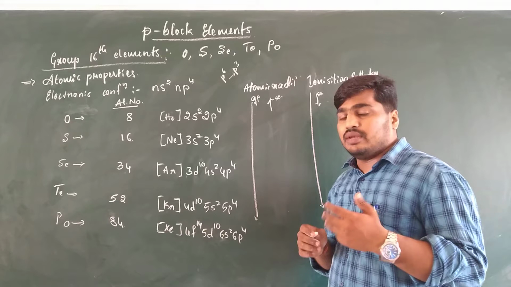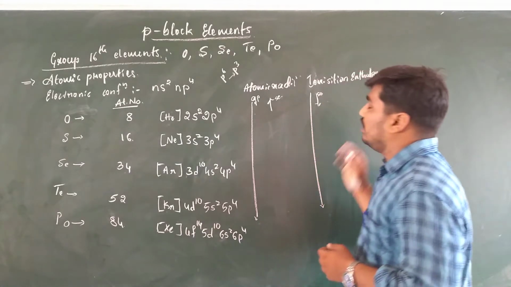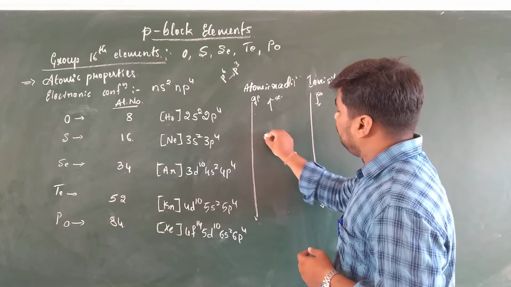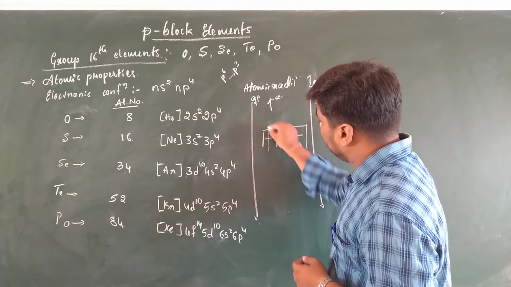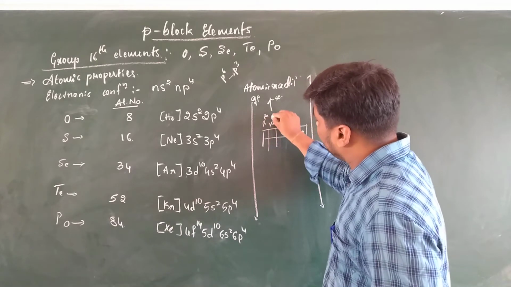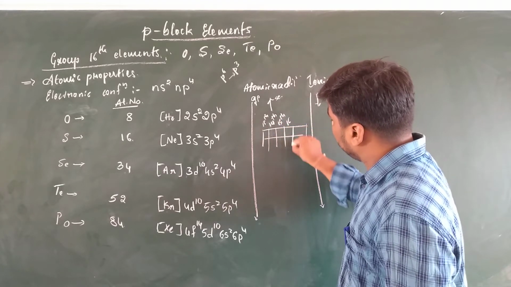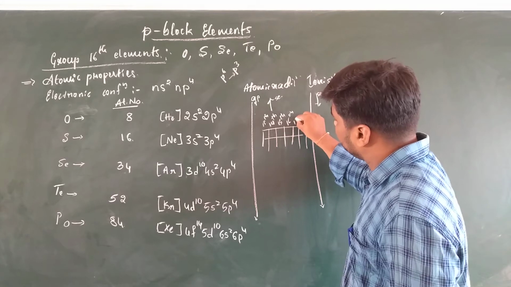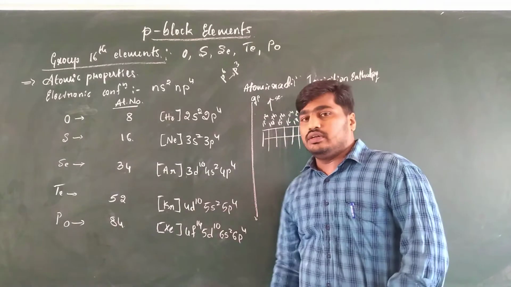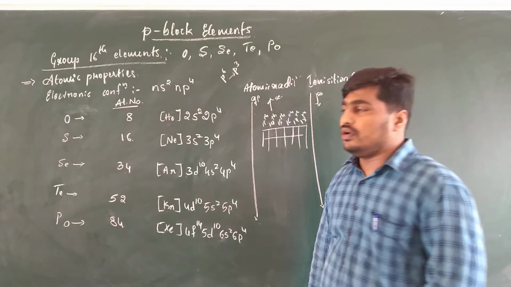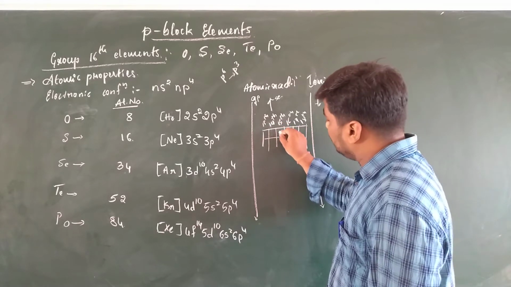What is the ionization enthalpy, and how does ionization enthalpy vary along the period? When we consider the p block, it is the 13th, 14th, 15th, 16th, 17th group, and the 18th. Correct. So these are the different groups present in the p block.